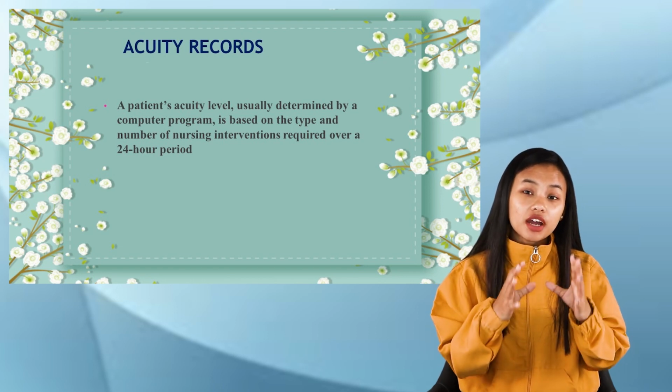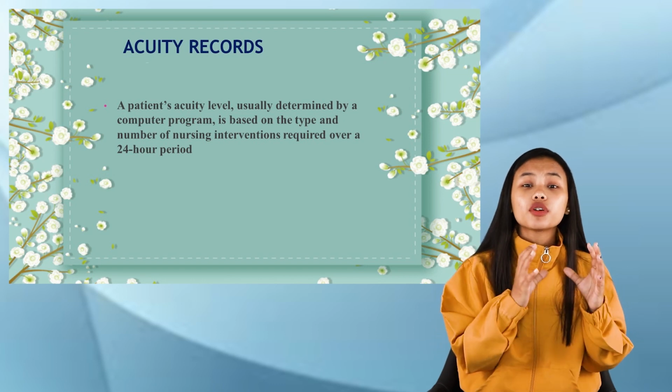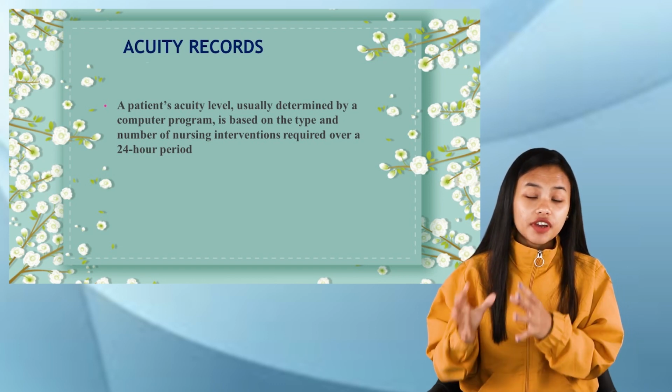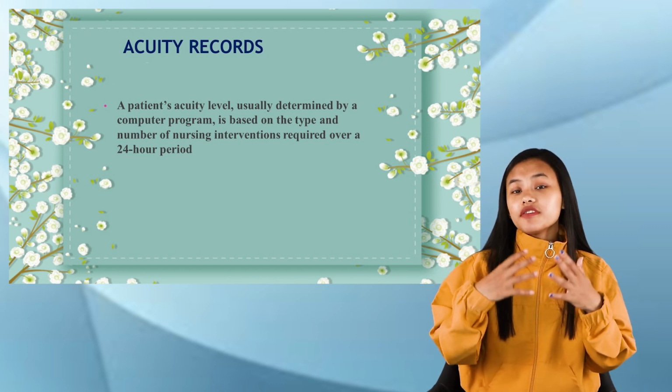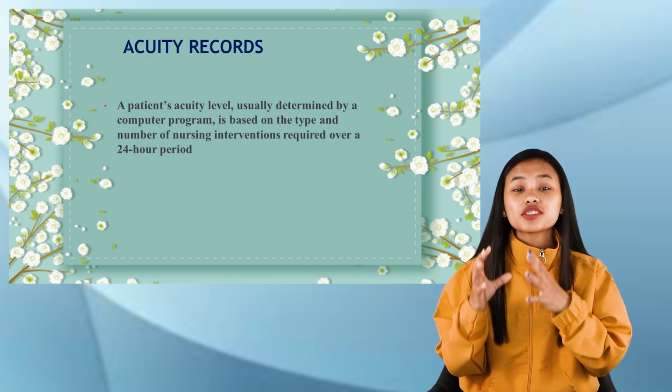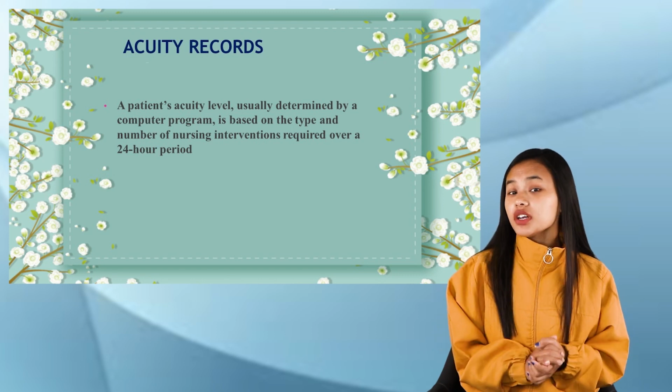So here the patient acuity level is usually determined by a computer program. Through this computer program of the nursing intervention which is required over a 24-hour period, they will give an idea of the hours of care as well as the number of staff which is required to deal with a given group of patients. The patient to staff ratio which is established for a particular unit depends on a composite gathering of a 24-hour acuity data. So this is what the acuity record is about.